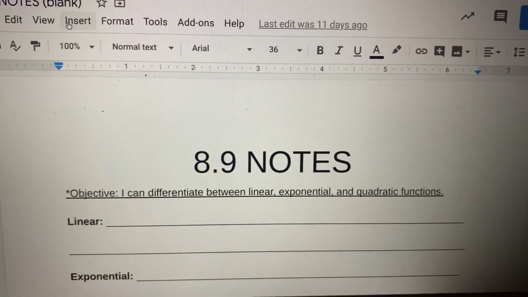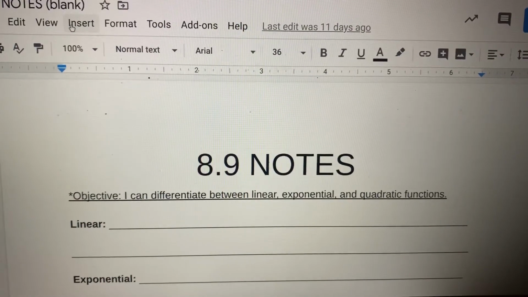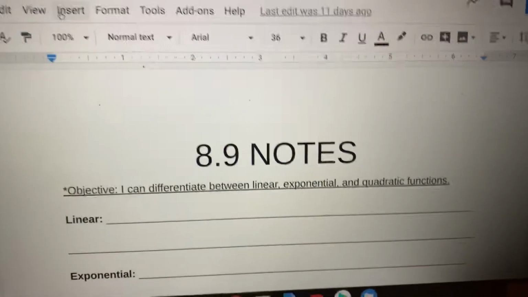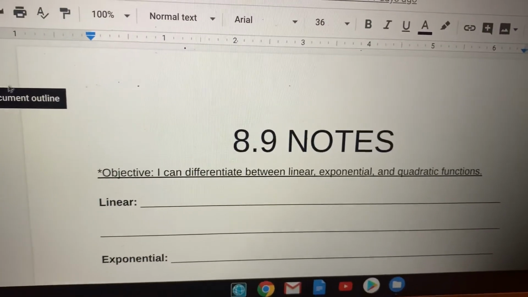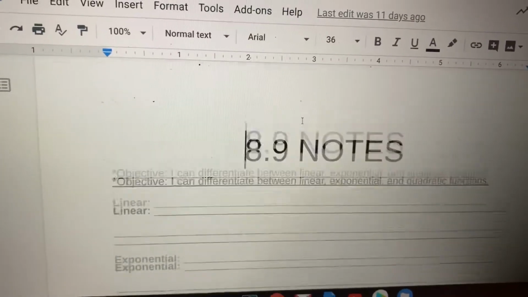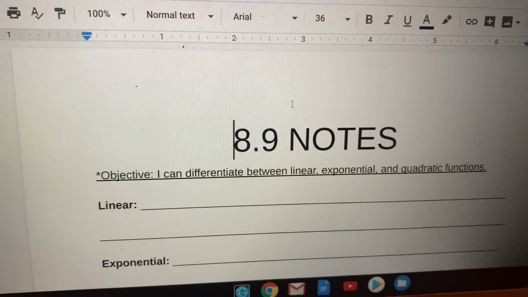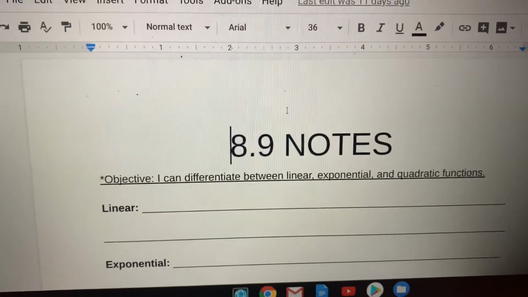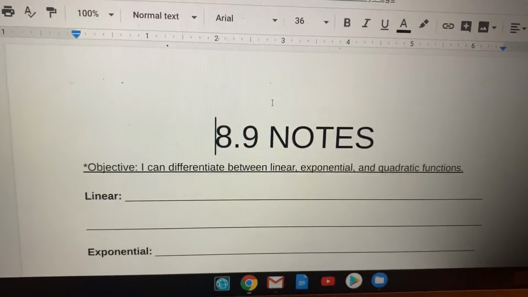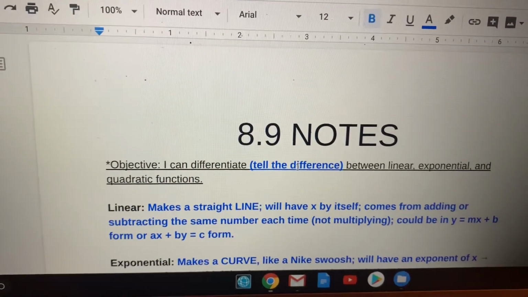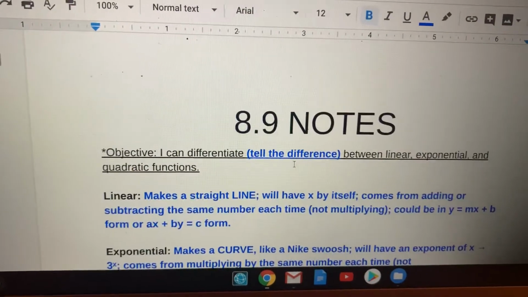It's 8.9. The objective is I can differentiate between linear, exponential, and quadratic functions. So just like always, I have a blank copy of the notes on Google Classroom. So if you have access to a printer, you can print them out. If you're someone that learns best by writing things out on your own, you can rewrite it on your own. Otherwise, there's no need for you to even do that because I do have the filled out copy also on Google Classroom right here. So you're welcome to just use this.